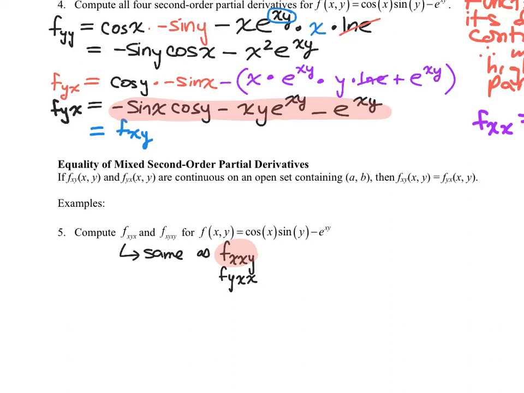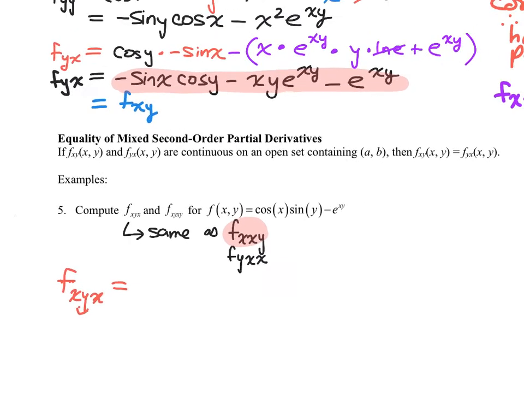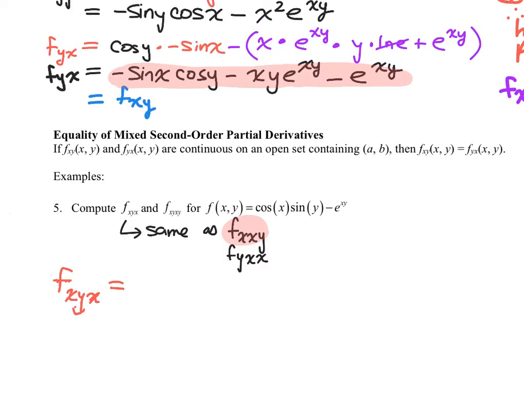So f sub x, y, x is going to be equal to, so we're taking the derivative with respect to x, so we treat y as constant. I'm going to hang on to my negative cosine y and then differentiate the x part, or the sine of x part. So sine of x has a derivative of cosine of x.